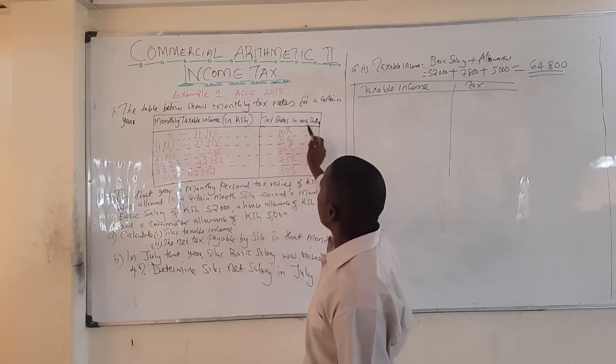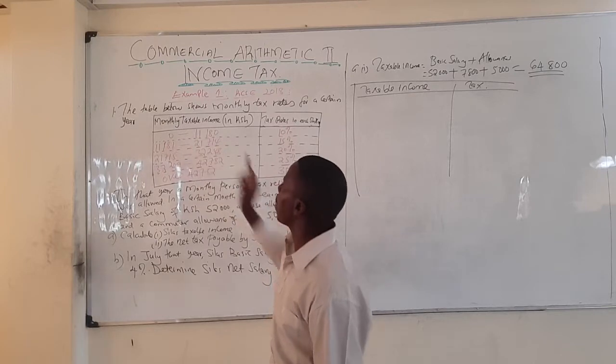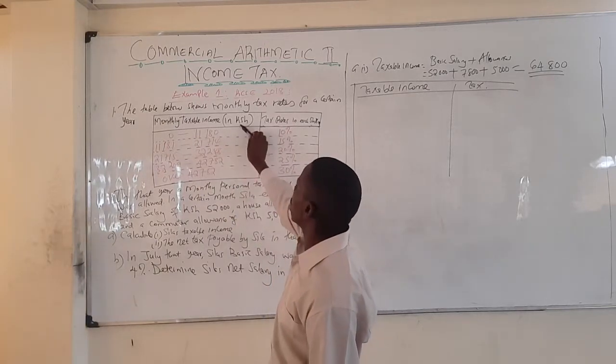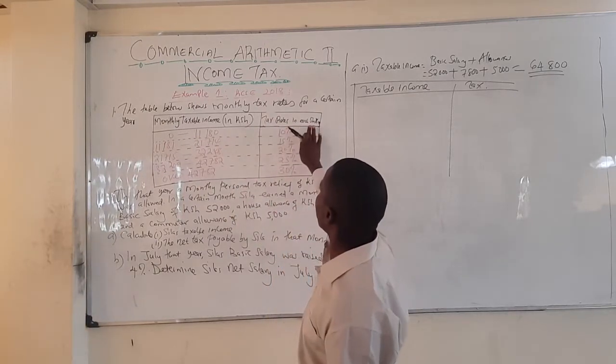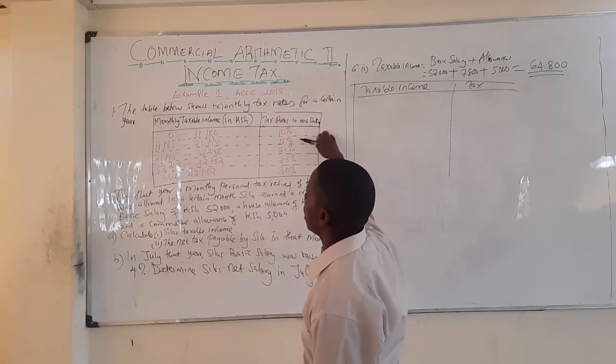We look at our table. It is monthly taxable income. That is a very key thing because not all of them are monthly. Then it is in Kenya shillings, and the tax rates are given in percentages here.